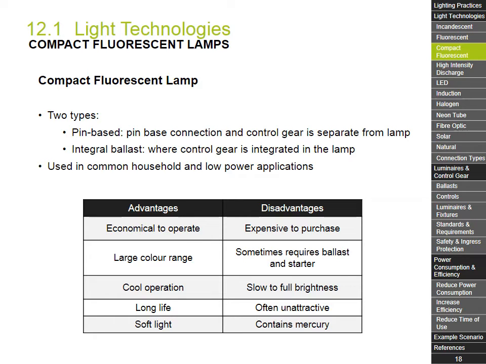The advantage of fluorescent lamps is that they are economical to operate, have a large color range, and they have a much cooler operation which reduces cooling load. They are long-lasting and provide a soft light. The disadvantages of fluorescent lamps are that they can be expensive to purchase, often require a ballast and starter, will flicker on startup if using an iron ballast, and are slow to reach full brightness. It is likely that CFLs will remain for the short term, however there are still more efficient technologies entering the market. LEDs are likely to take their place in most settings in the future.